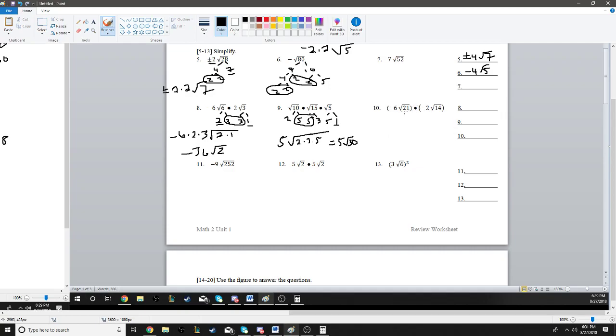Even though this parentheses doesn't make a difference, you still can work in the roots. 21 is 3 times 7. 14 is 7 times 2. There's a 7. So on the outside we have negative 6 times negative 2 times 7 times the square root of what's left over, which is 3 times 2. So this is going to be a big number, 84 times the square root of 6.